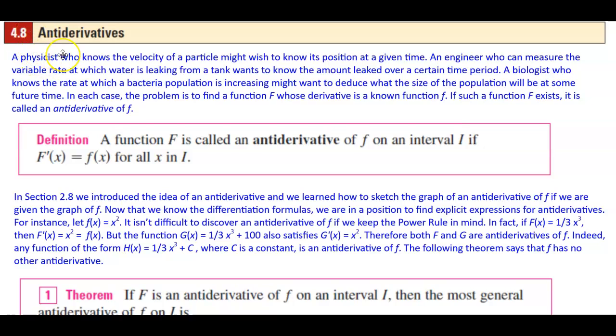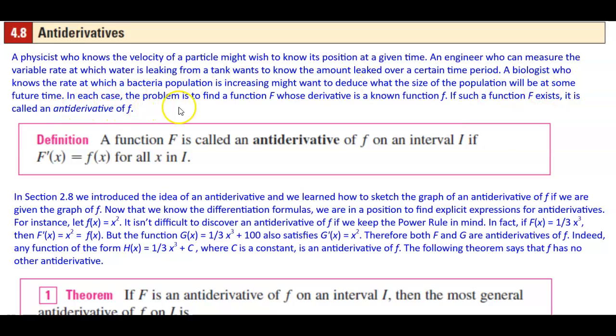Section 4.8 Antiderivatives. A physicist who knows the velocity of a particle might wish to know its position at a given time. An engineer who can measure the variable rate at which water is leaking from a tank wants to know the amount leaked over a certain time period. A biologist who knows the rate at which a bacterial population is increasing might want to deduce what the size of the population will be at some future time.